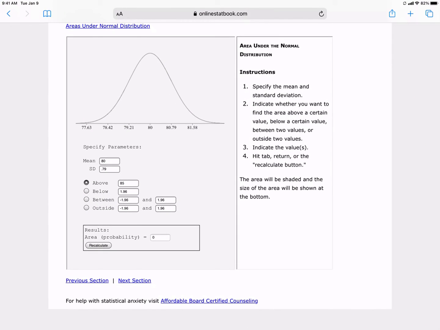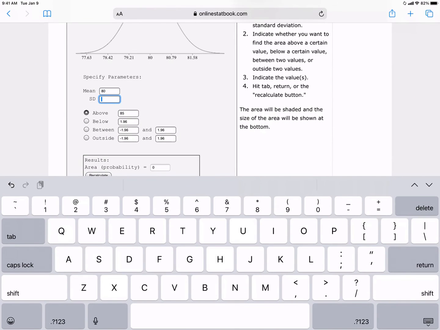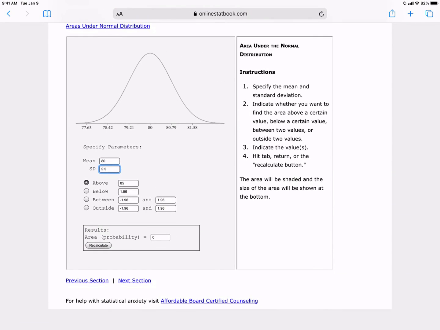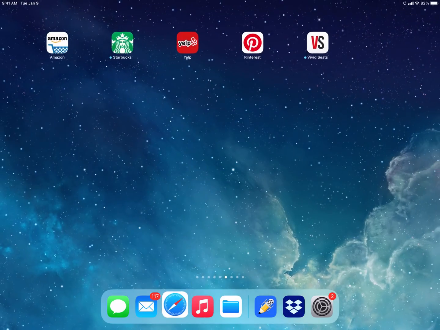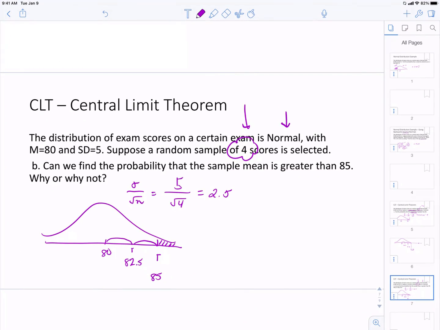Okay, so the mean is 80, but now our spread is 2.5. So we have a wider spread. And again, we want above 85. And we'll calculate, and that comes out to be 0.0228, which we will go ahead and record. 0.0228, or about 2.28%.